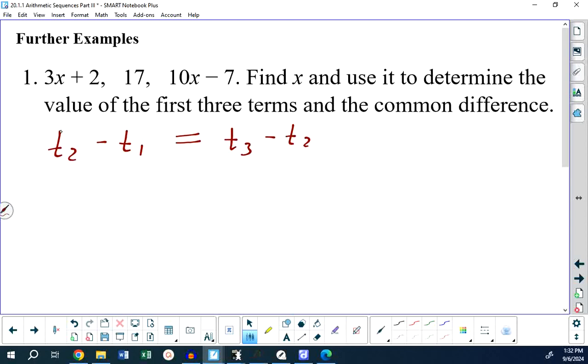So let's do that. The second term is 17, and I'm going to subtract away from the second term the first term. Equals, I'm going to take the third term and subtract the second term. So a couple of things.